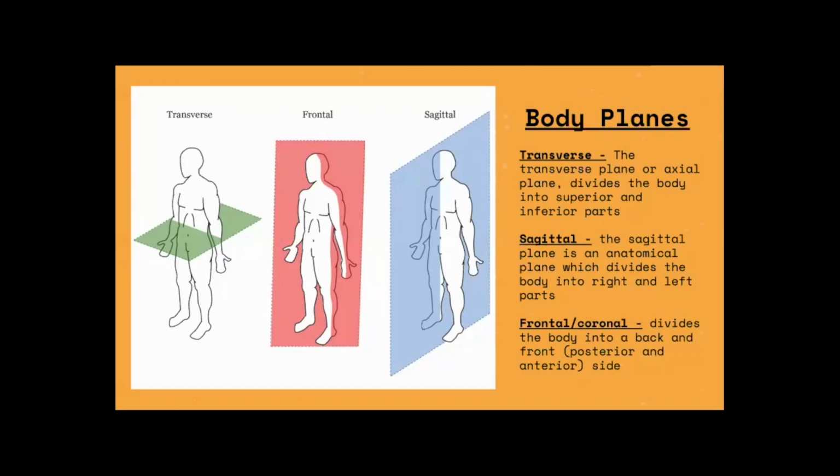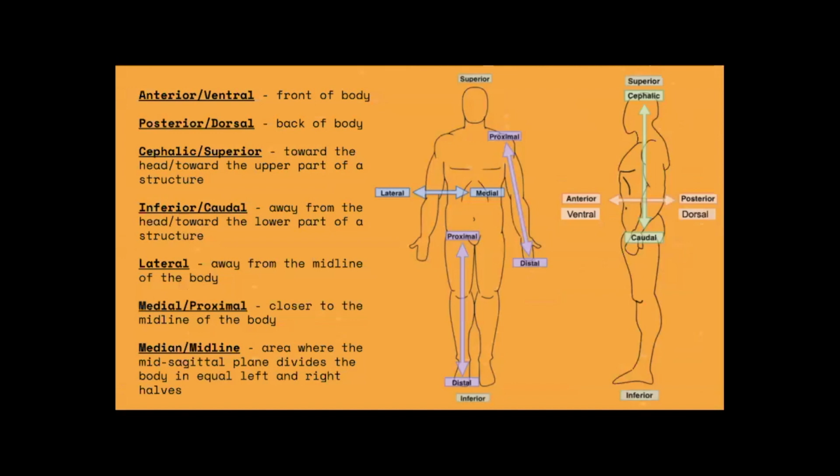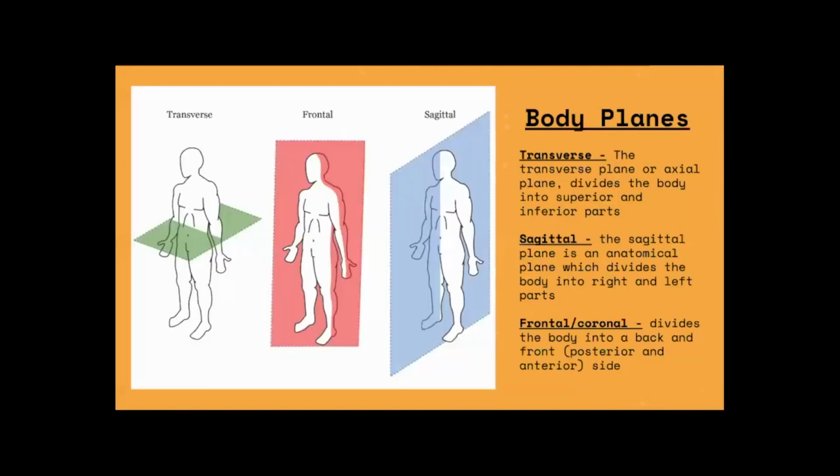Okay, next is the sagittal plane. The sagittal plane divides the body into right and left parts. So it's basically where your midline is. That's why in the median and midline definition, it's the area where the mid-sagittal plane divides the body into equal left and right halves. So the sagittal plane doesn't have to be in the middle of the body. It could be right here in our shoulder, but it would still divide our body into right and left parts.